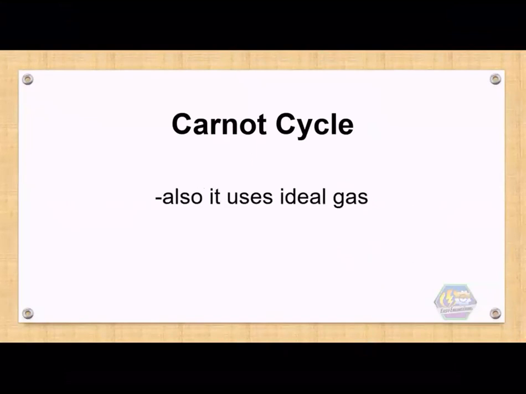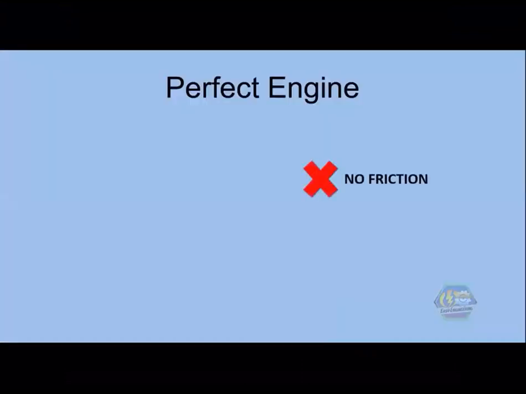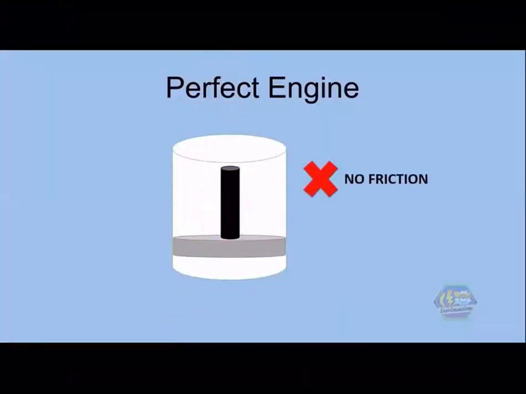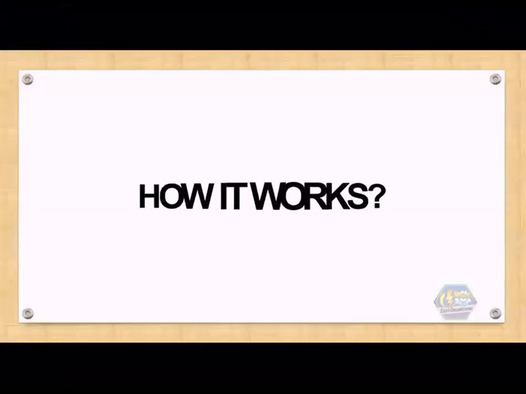Also, it uses ideal gas as its working medium. And note that this is a perfect engine. No friction between piston and cylinder walls, and no heat transfer between the surroundings and your system is considered. Now let's discuss how this interesting cycle works by exploring its processes, the four reversible processes.